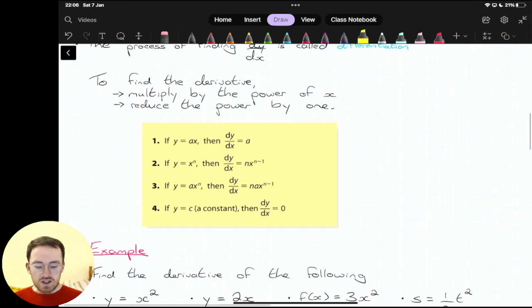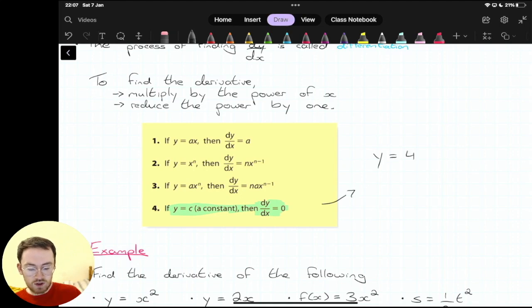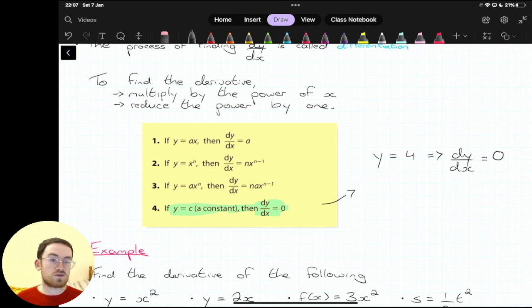The last one is really worth taking note of. What it means is if y is equal to a constant, then dy dx is equal to 0. We can think about this one a little bit. If y was equal to 4, that would mean that dy dx is equal to 0. And if we want to be quite strict about this in terms of the rule, if y is equal to 4, there is no x value there. So you could think about it as x to the power of 0. You multiply by the coefficient of x, you get 0, so your answer is 0.